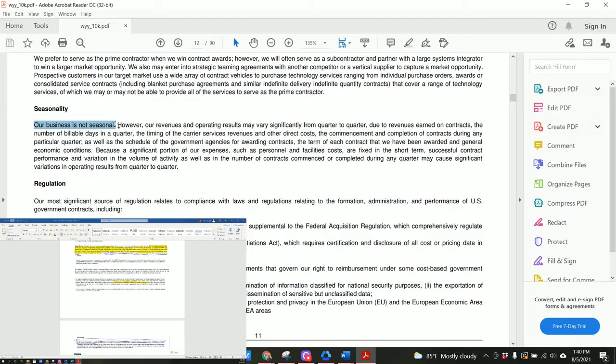However, our revenues and operating results may vary significantly from quarter to quarter due to revenues earned on contracts, number of billable days in the quarter, timing of the services, all that. Again, if you didn't see the last video, I explained that I grew up in a military family. My dad was in the Air Force for 21 years. So I'm very familiar with these kinds of government contracts and how they work. So I'm not going to add this to my notes. However, if you didn't grow up in that space and this is something important to you, that's something you should probably know and add to the notes.